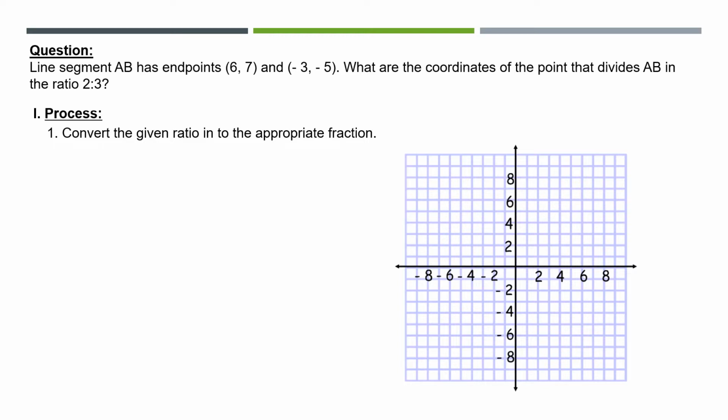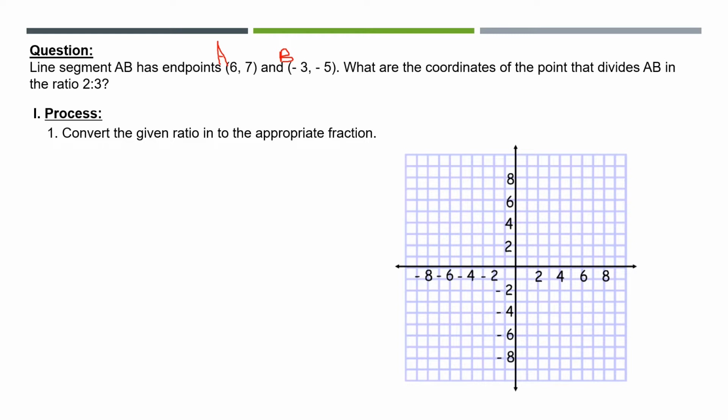So you'll notice that they type out the word line segment instead of putting the segment symbol. And you'll notice they did not identify what is A and what is B. So what you want to know is that since A is listed first, the first point is point A. Since B is listed second, the second point is point B. So what are the coordinates of the point that divides the length of A to B in the ratio of 2 to 3?